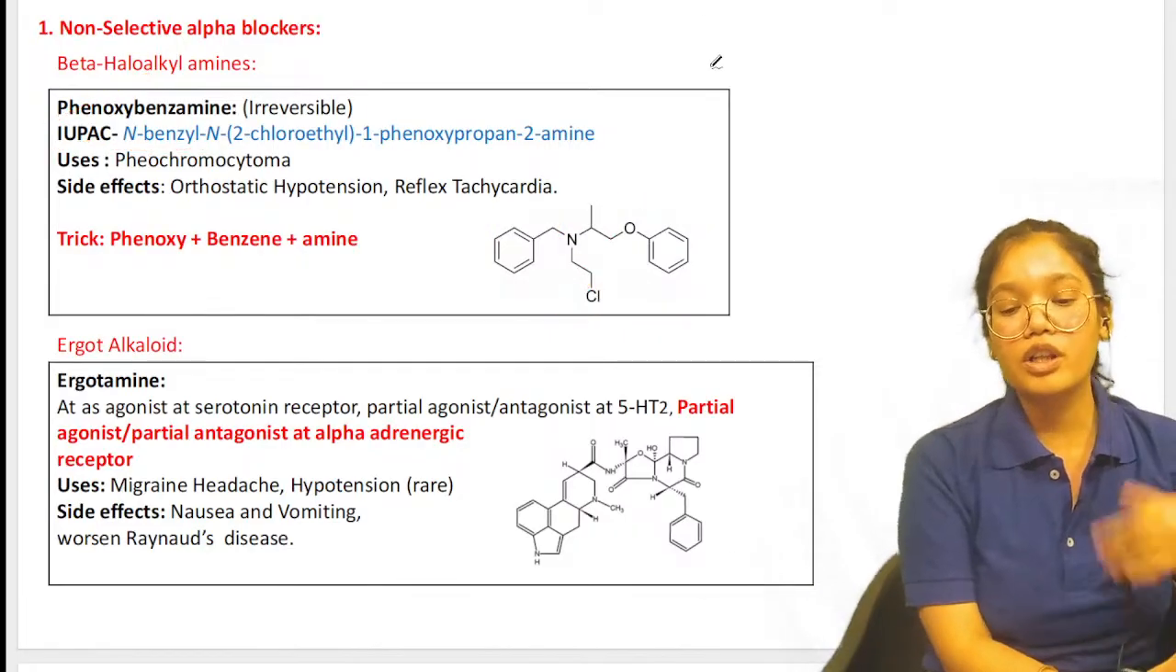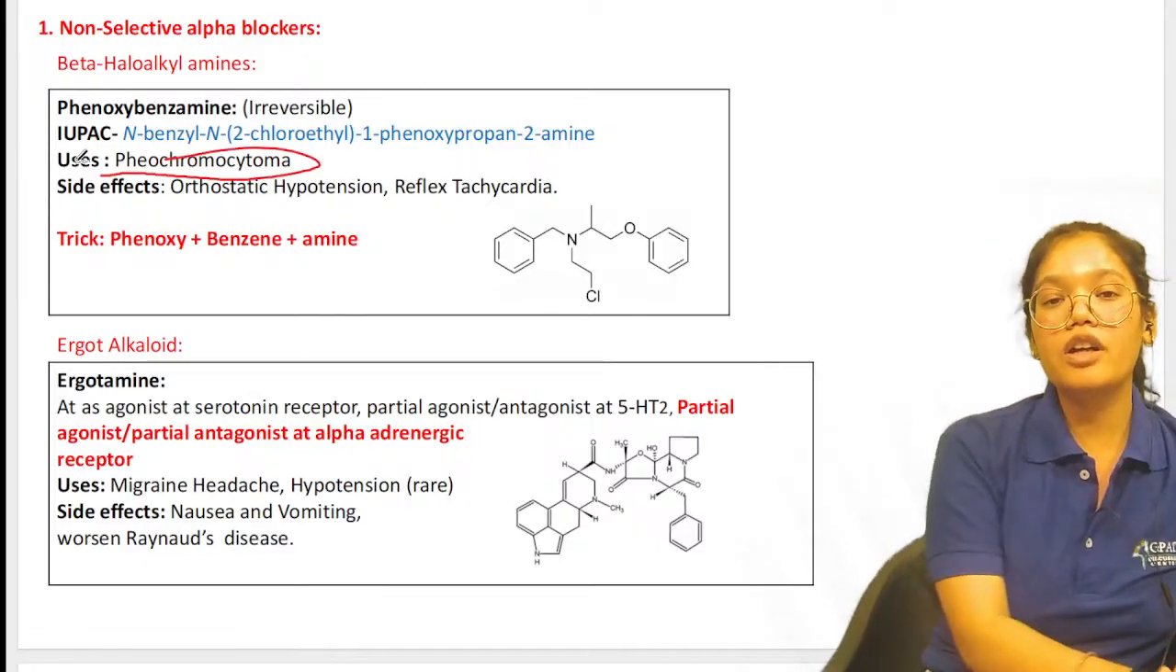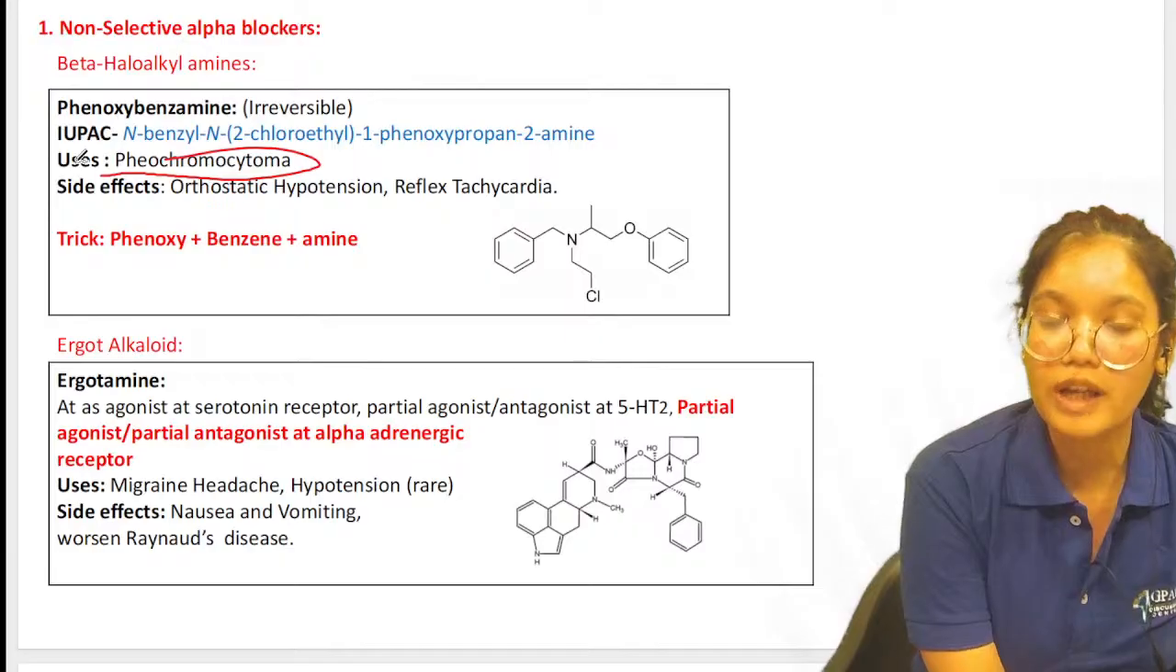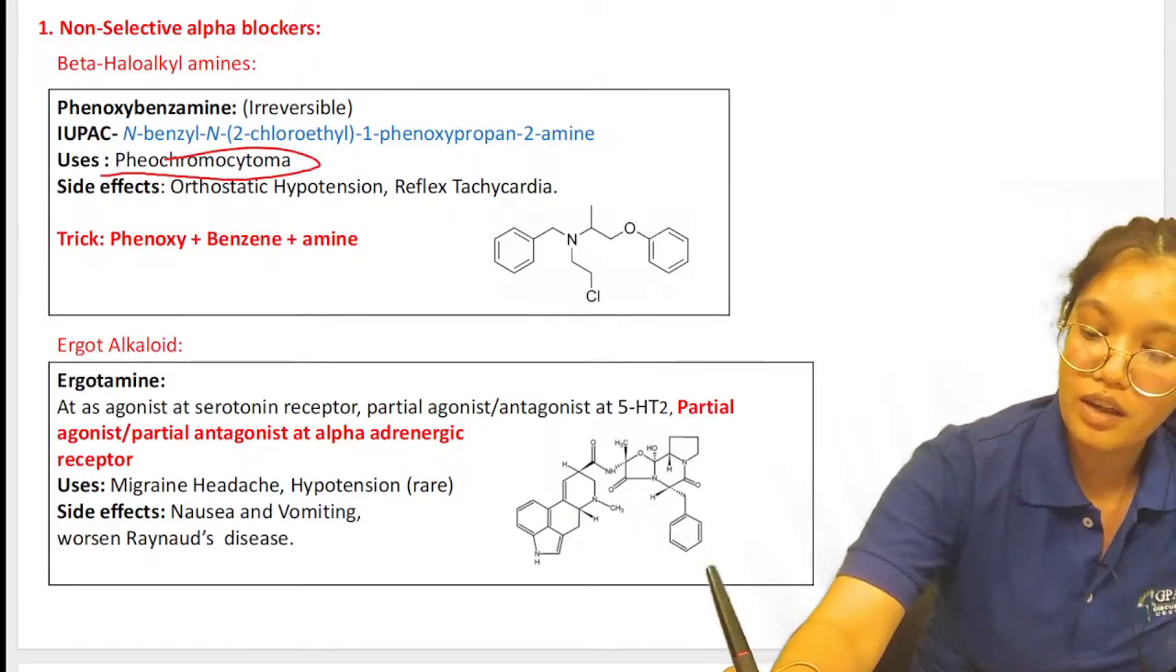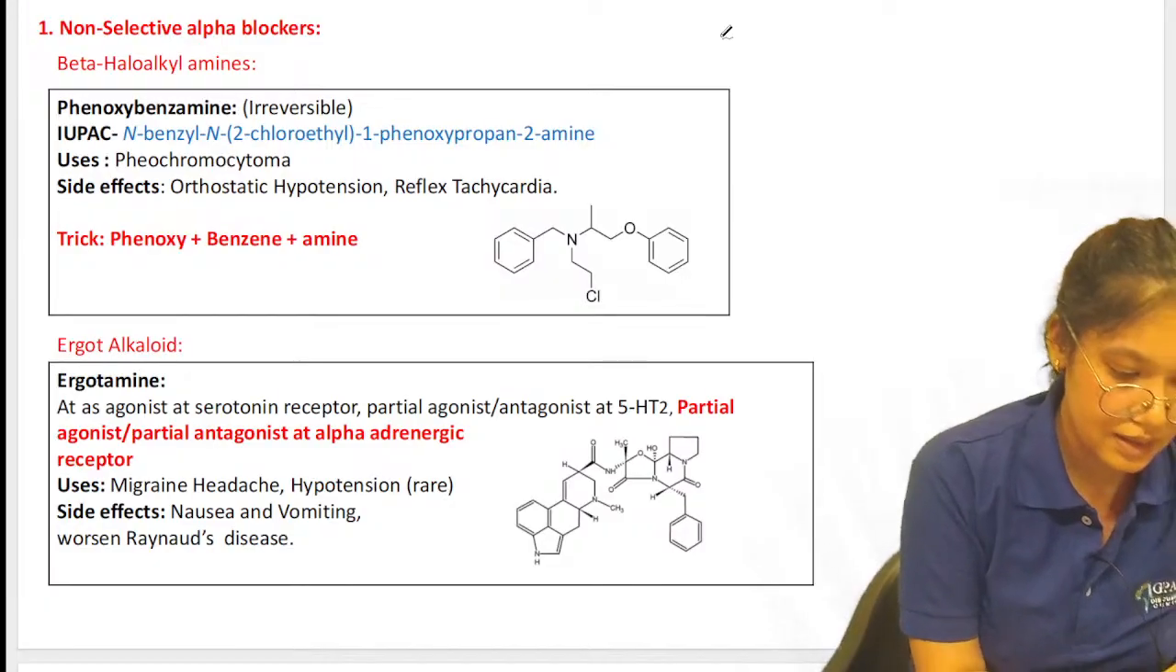Now talking about the uses, it is used in pheochromocytoma. Now does anyone know what pheochromocytoma means? What happens in pheochromocytoma? Does anyone know that?